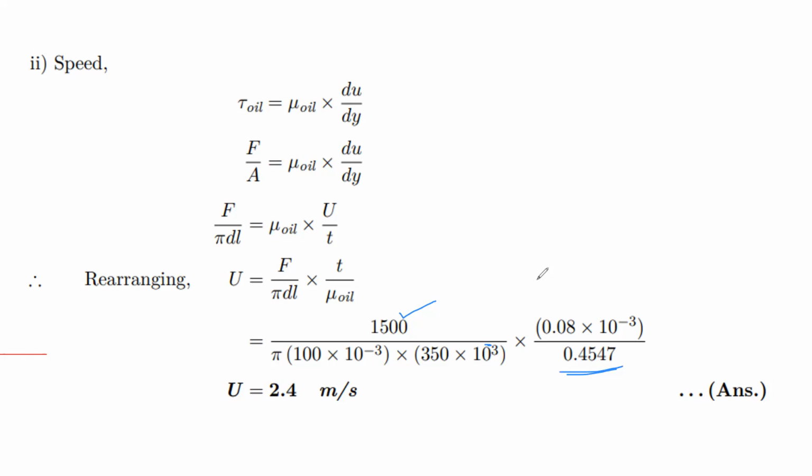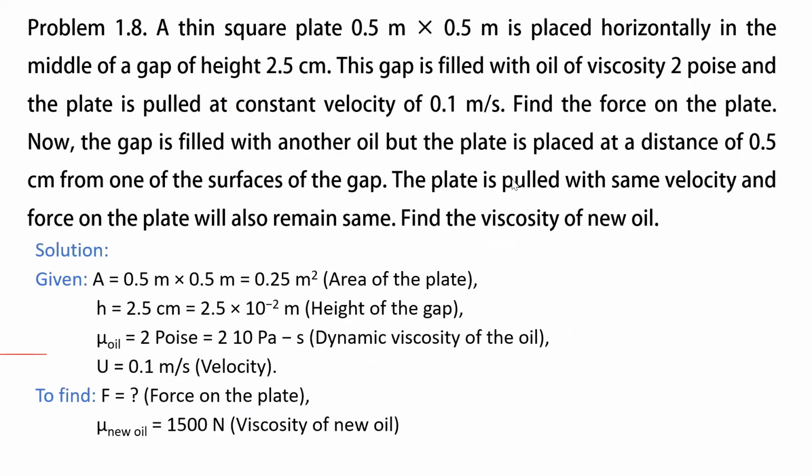That is the first part of this problem. Substituting all these values, you will get the answer U is equal to 2.4 meter per second. So this is the answer. Okay. So with this, I will complete this problem and we shall proceed to the next one. So this is the next problem.